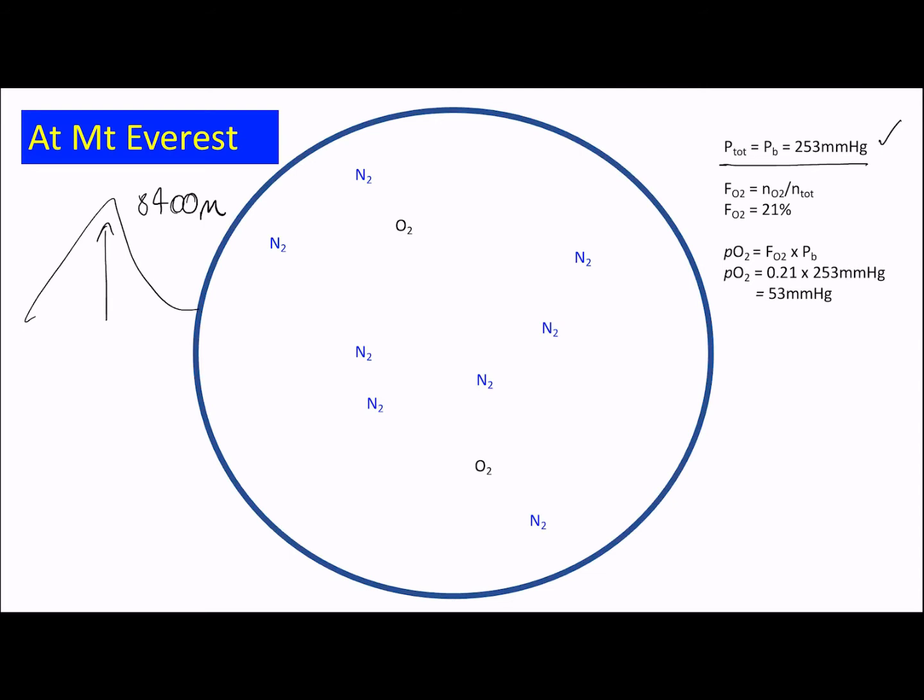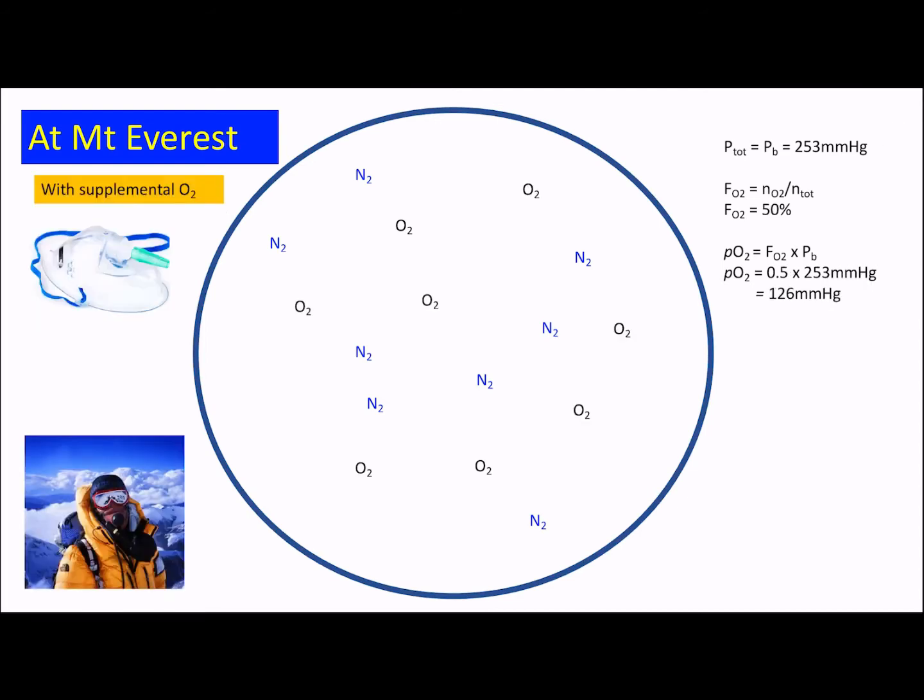Now, oxygen is still 21% of this, so the partial pressure of oxygen is 21%, or 0.21, of 253 millimeters of mercury, a measly 53 millimeters of mercury. Now, this is clearly difficult to sustain, and it's no wonder that a lot of people perish on the summit of Mount Everest, particularly if they do not have oxygen.